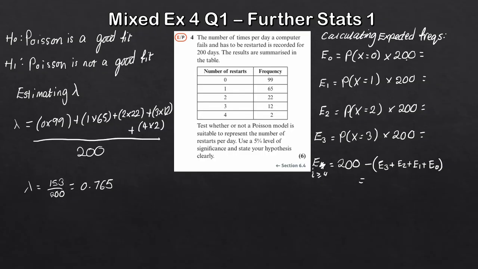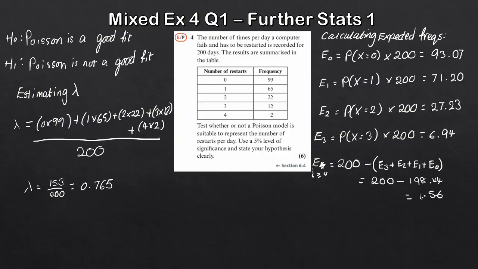Calculating these though individually, your first one should be 93.07. The next one will be 71.20. The next one will be 27.23. And then 6.94. And then it's going to be 200 minus the sum of these. So 200 minus the sum, which is 198.44, which comes out as 1.56.